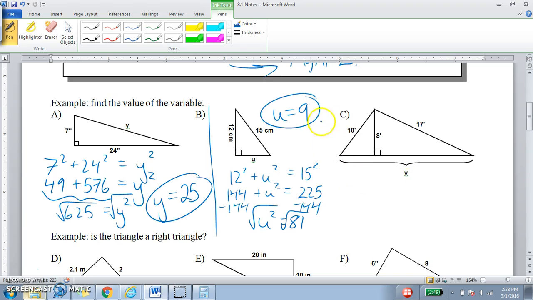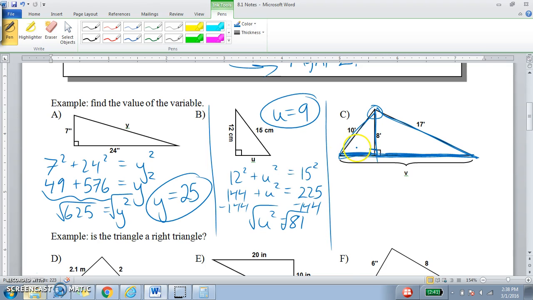This one, letter C, is a little bit different. So we're trying to solve for v, which is this entire piece right here. We do not know if this angle up at the top is a right angle, so we cannot say 10 squared plus 17 squared equals v squared. Instead, we have two right triangles. We have this smaller one over here and the bigger one over here. So we're going to have to solve for each of these bottom pieces individually using the Pythagorean theorem, and then add them together to get v.